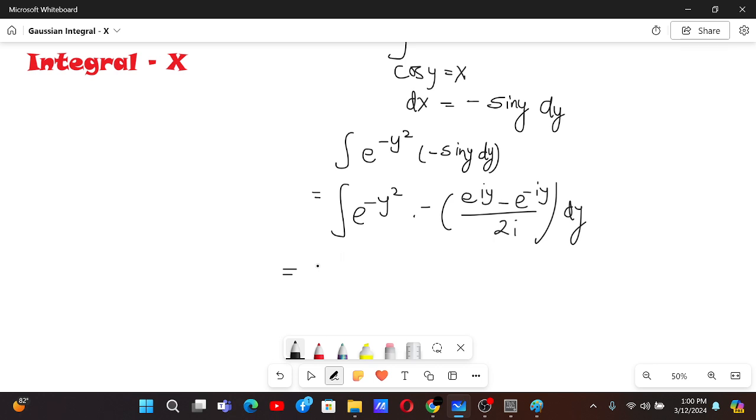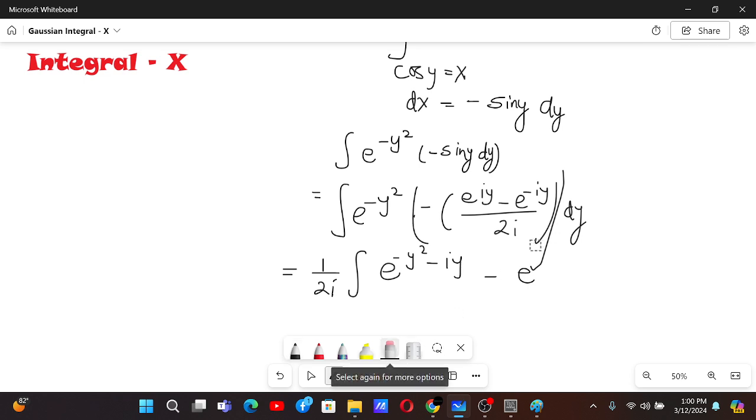Now after this we have 1 by 2i outside, and e to the power minus minus plus. Let us use this negative sign to make this plus and this minus. So we have e to the power minus y square plus iy, and again now minus e to the power minus y square minus iy. I think you have understood that I use the negative sign to make it plus, and this one minus, and dy.